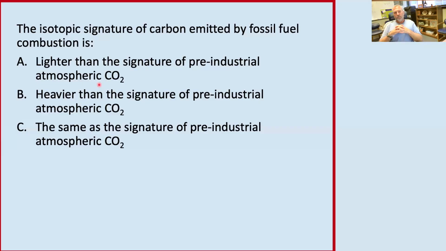All right, so if we look at the isotopic signature of carbon emitted by fossil fuel combustion, is it lighter than the signal of pre-industrial atmospheric carbon, heavier than that signal, or the same as that signal? Well, it's lighter, because remember, fossil fuels are old plants, and plants discriminate against the heavier form of carbon when they're building their biomass. And so consequently, what we're burning has more of the lighter version of carbon in it.